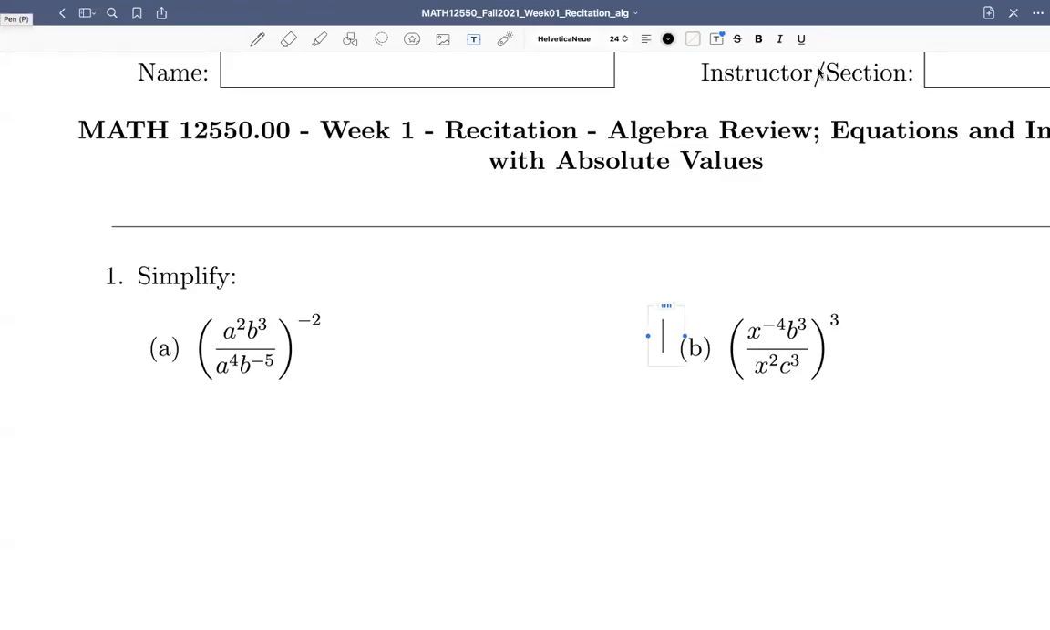So this is recitation 1. I'm going to work out the solutions for each one. So let's see 1a. We want to simplify inside the parentheses first.